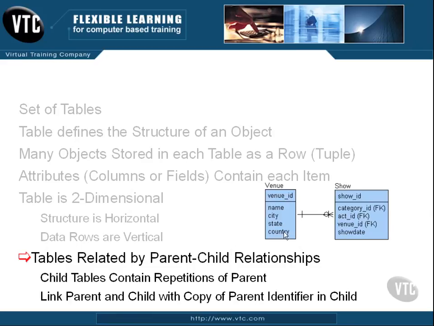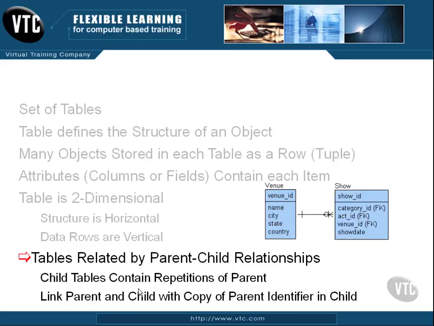What you end up with is the venue and the show table, for instance, are related to each other. They are connected. So you can see that tables are related by what I like to sometimes call, very simplistically, parent-child relationships. A venue has many shows that happen at the venue. There are many concerts going on at a venue over any particular period of time. The child tables contain repetitions of the parent.